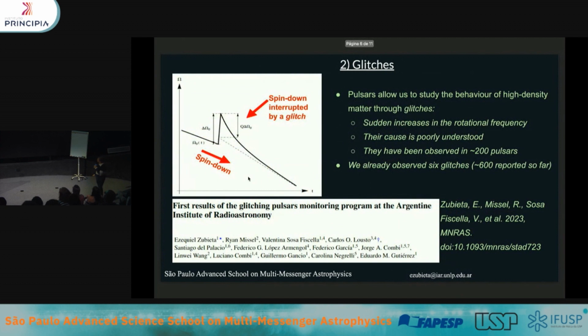Next one, please. On the other side, we study glitches. A glitch is a sudden spin-up in the rotation frequency of the pulsar, whose cause is still not clearly understood. So we look at pulsars that have shown glitches before, and in particular, we have already detected 6 glitches in just like 4 years. So we hope to use these glitches to understand what is going on inside the neutron stars, because this sudden increment in the rotation frequency is probably related to the equation of state of matter inside the neutron star.